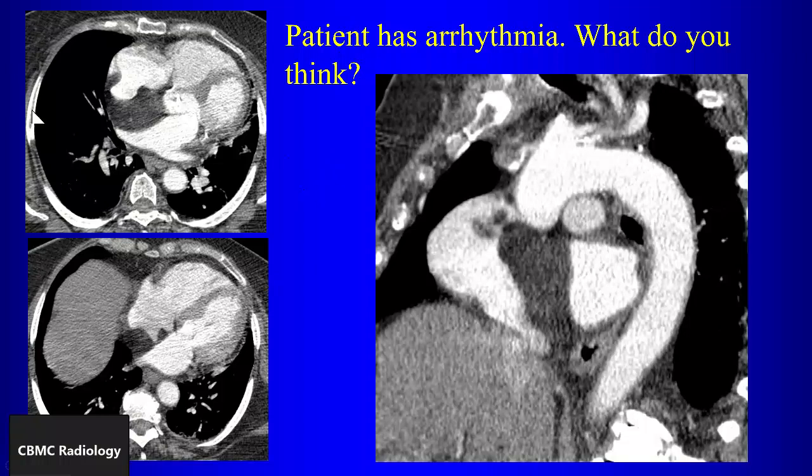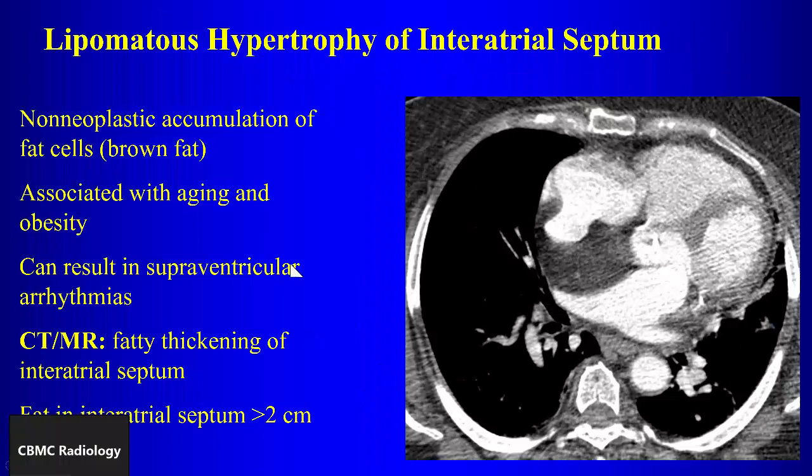SA node. Yeah, the SA node lives here, right? So in some cases, it can be infiltrated with this lipomatous hypertrophy of the interatrial septum. Right? So thickening of the interatrial septum, classically it's said to have a dumbbell appearance like this. You see where it drops out? Yeah, the fossa ovalis, right? So that's lipomatous hypertrophy of the interatrial septum.